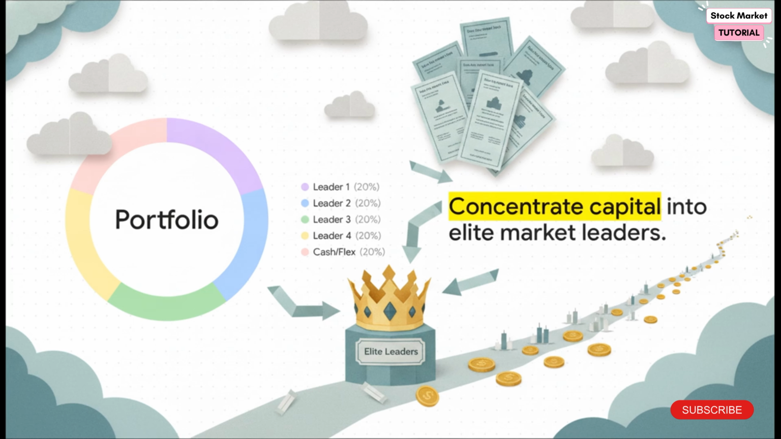You want to allocate between 20% to 25% per stock. If you use 20% slices, you perfectly construct a highly concentrated portfolio of just 4 to 5 elite market leaders, leaving one slice for cash or flexibility. You're not over-diversifying into 50 mediocre stocks. You are concentrating your capital exclusively in the absolute best setups out there.